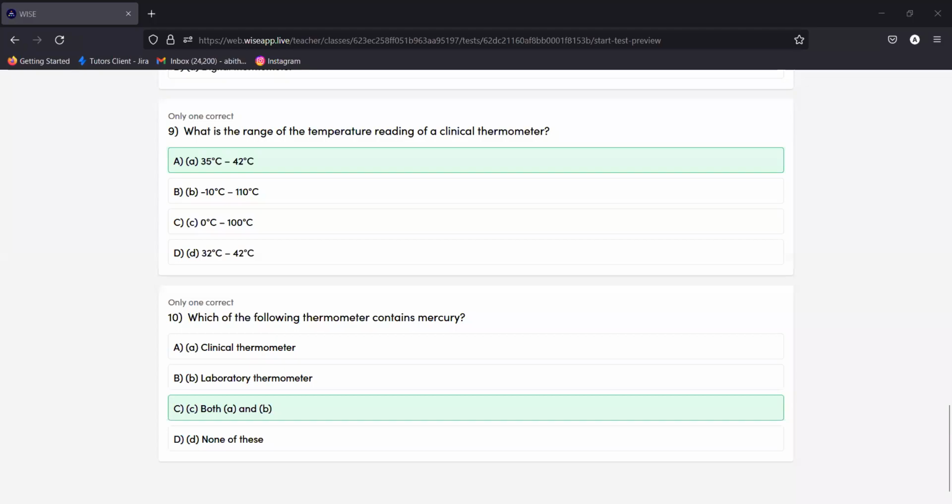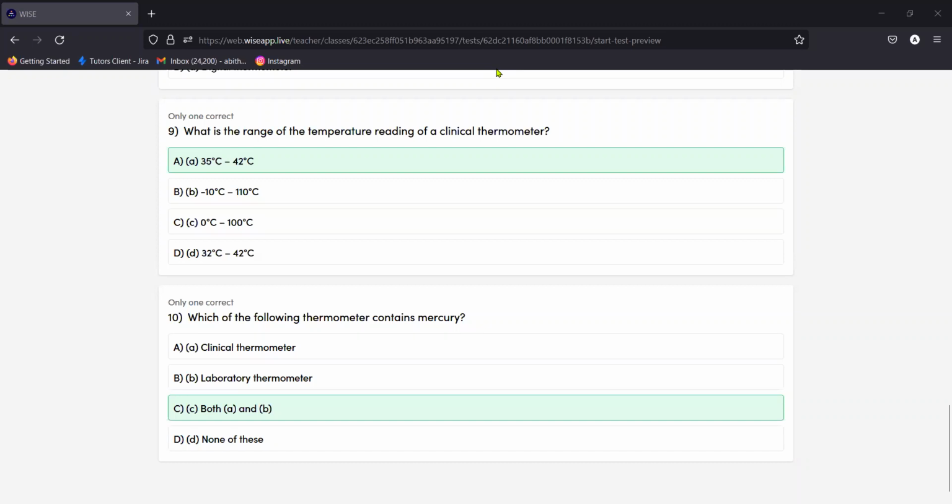The Celsius scale ranges from 0 degrees Celsius to 100 degrees Celsius. But the Kelvin differs from it. It doesn't range from 0 to 100 degrees Celsius.